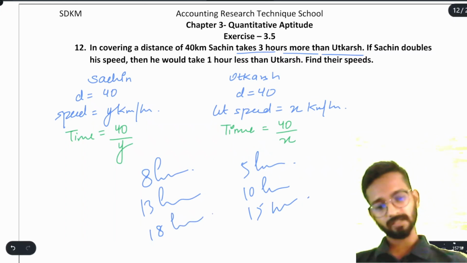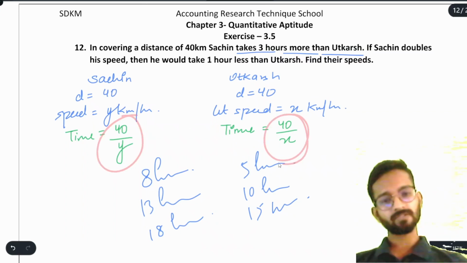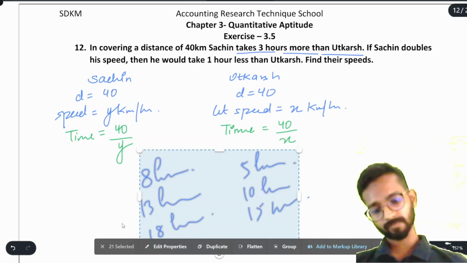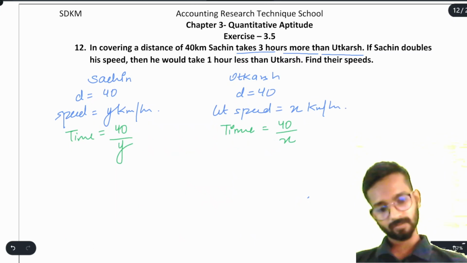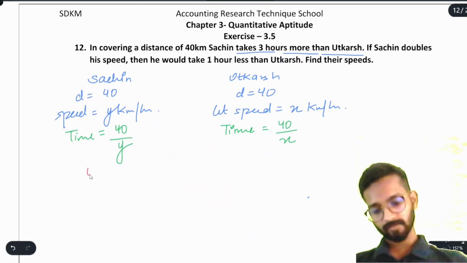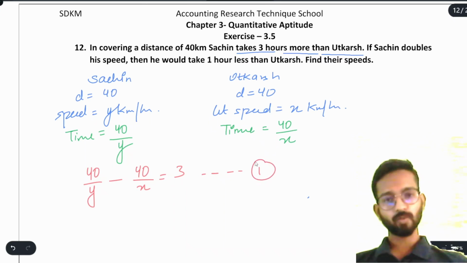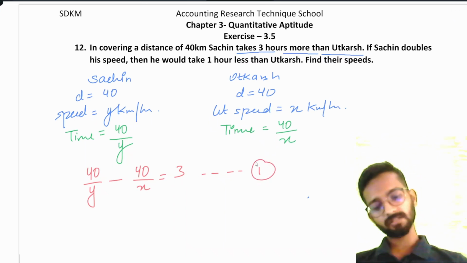It means, can I say that this figure is 3 hours more than this figure? Simple. So I can say that if I write here 40 by y minus 40 by x, it will be 3 hours. This is your equation number 1. Simple. Now what are they saying?